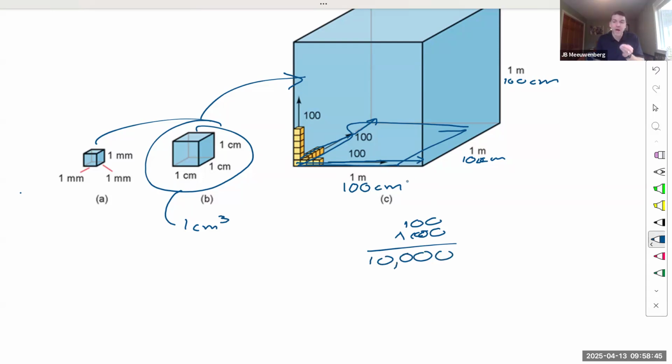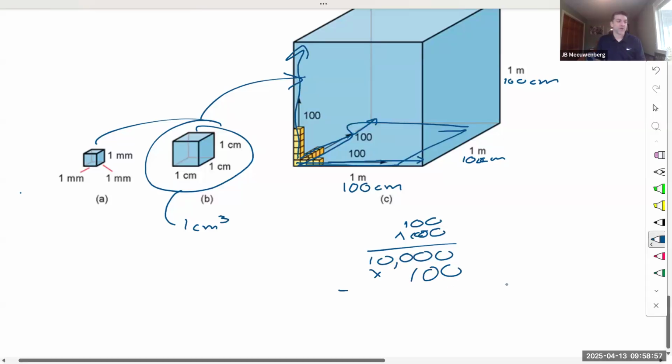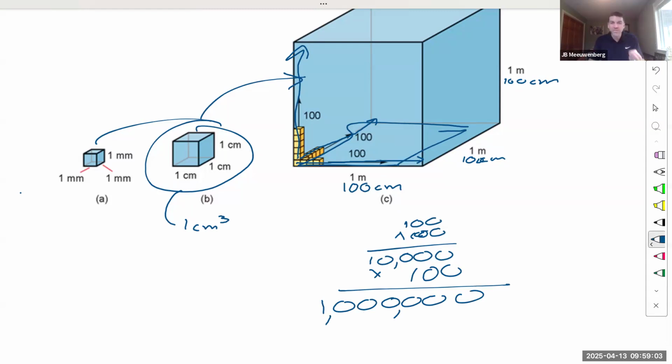10,000. It would take 10,000 cubic centimeters to fill up just one layer of a cubic meter. And then you would need 100 levels of those. So that would get multiplied by 100 again. And what you end up with is 1 million. It would take 1,000,000 cubic centimeters to fill up a cubic meter.